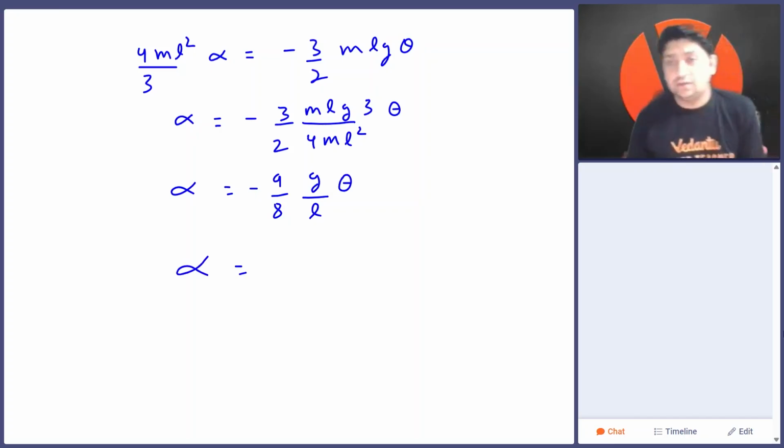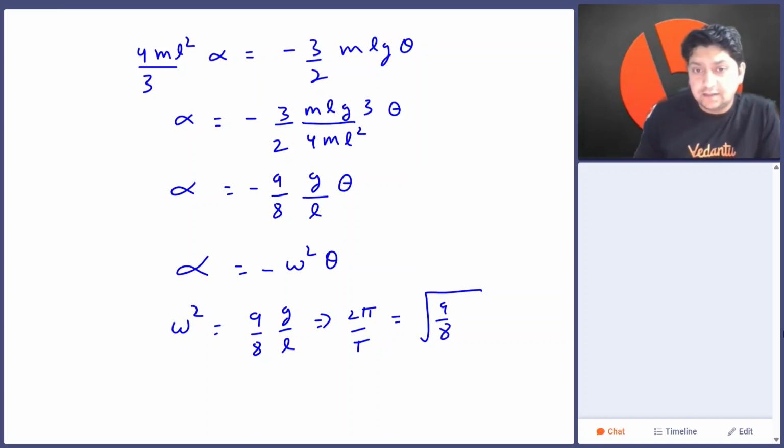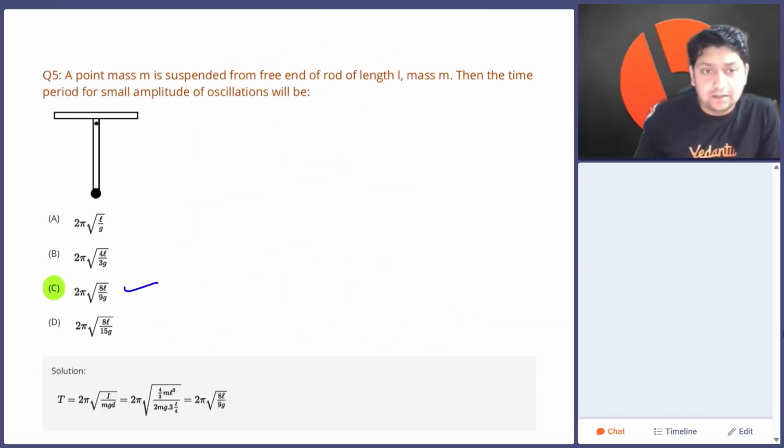Now this is the equation of angular SHM. We know alpha equals minus omega square theta. By comparing it, omega square comes out to be equal to 9/8 g by l, and from here we can find 2 pi by T as the square root of 9/8 g by l, and the time period can be found, that will be equal to 8L by 9g. This will be your answer. So the correct answer is 8L by 9g.